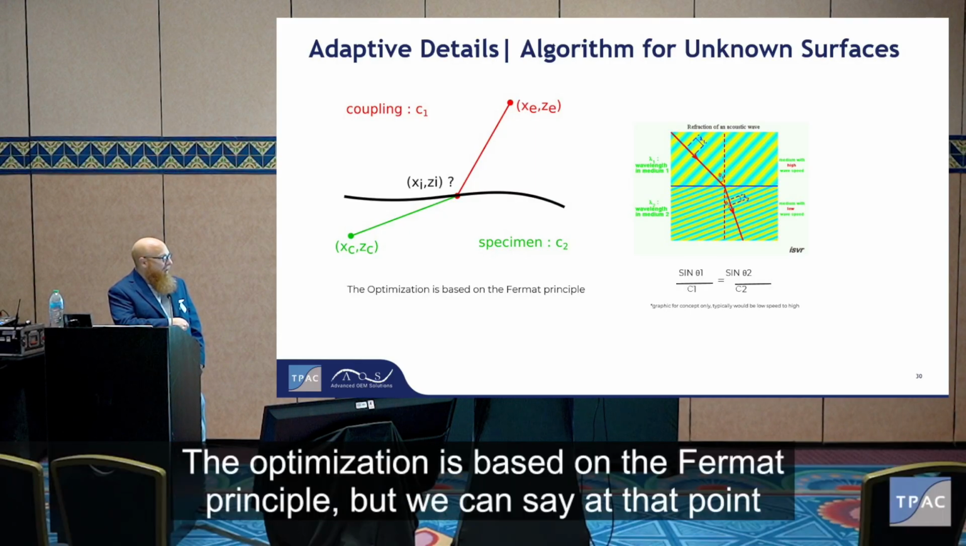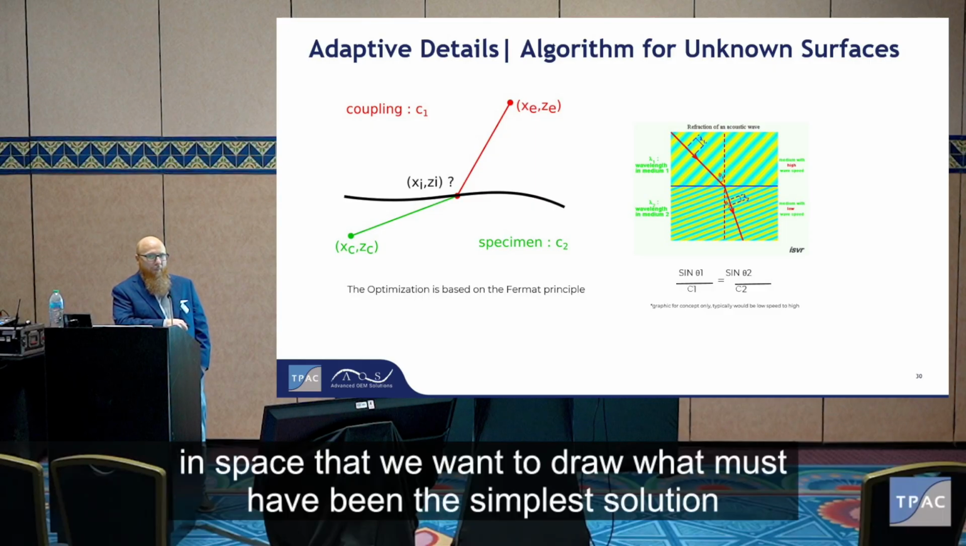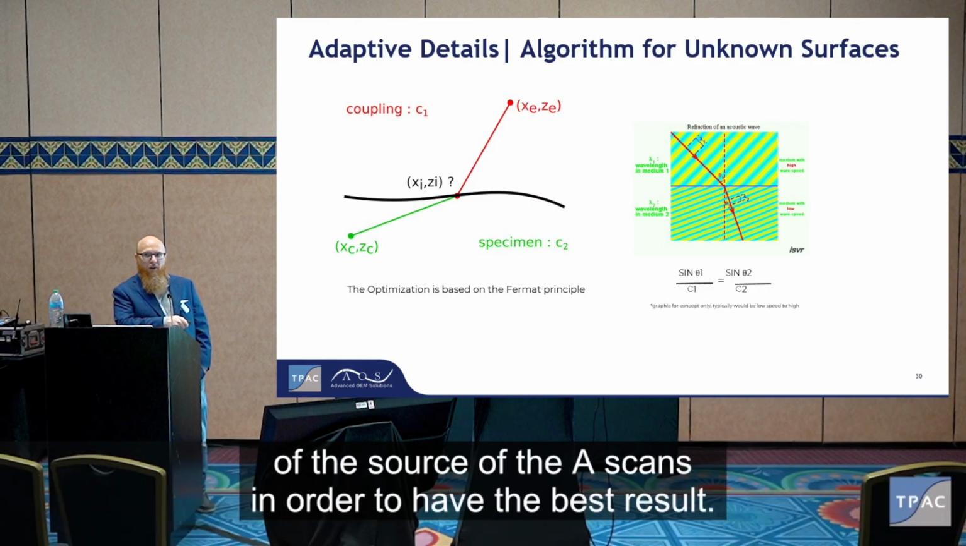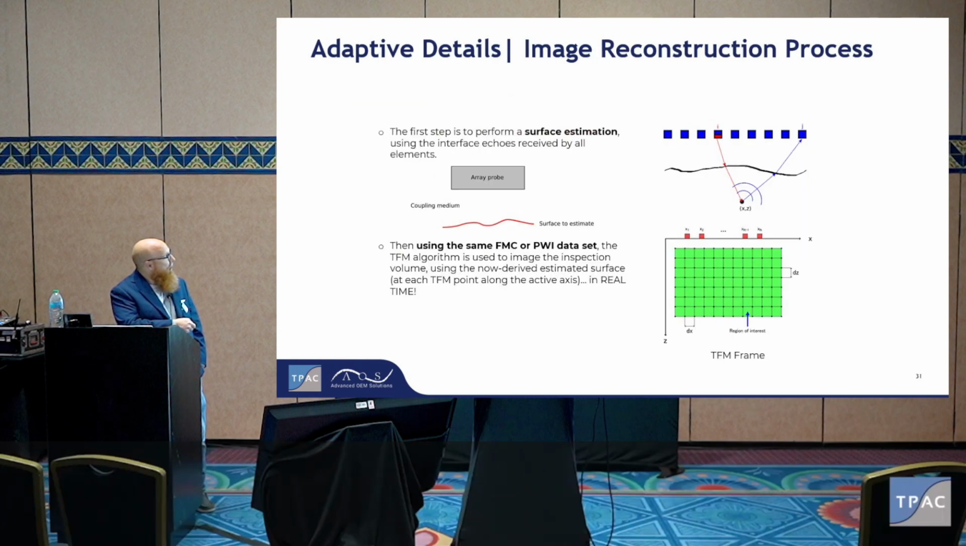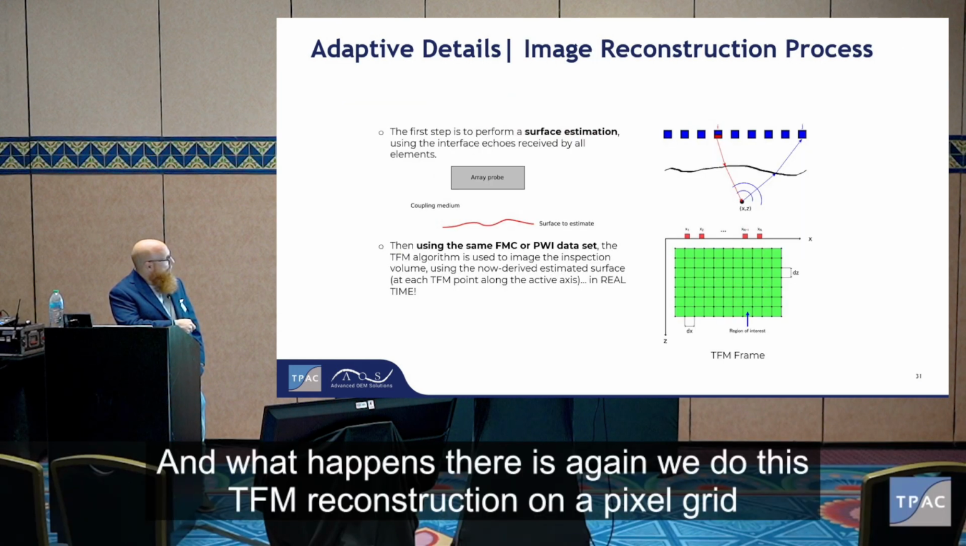The optimization is based on the Fermat principle, but we can say at that point in space that we want to draw, what must have been the simplest solution of the source of the A-scans in order to have the best result. And what happens there is, again, we do this TFM reconstruction on a pixel grid.